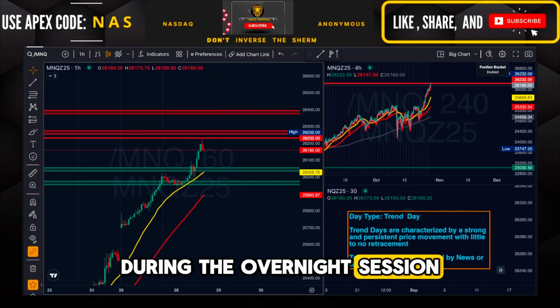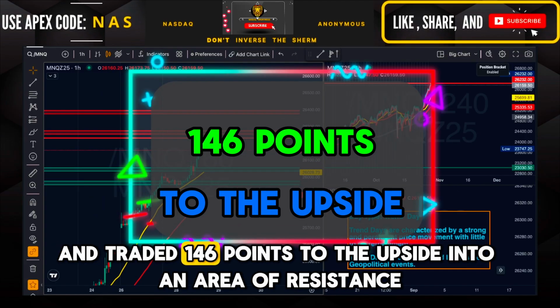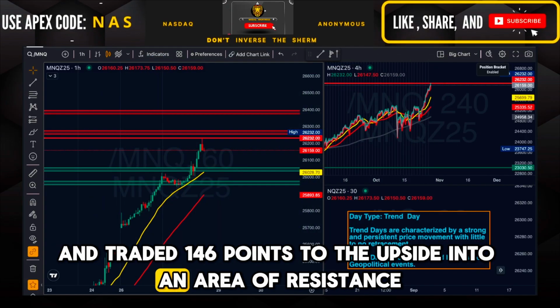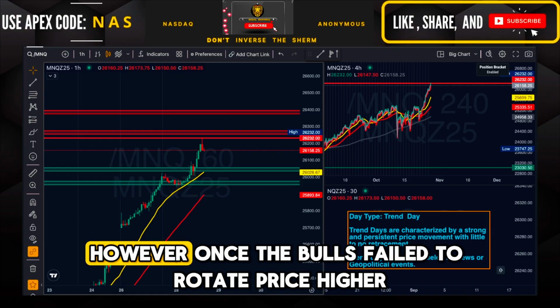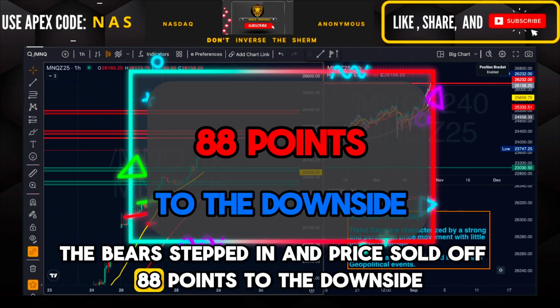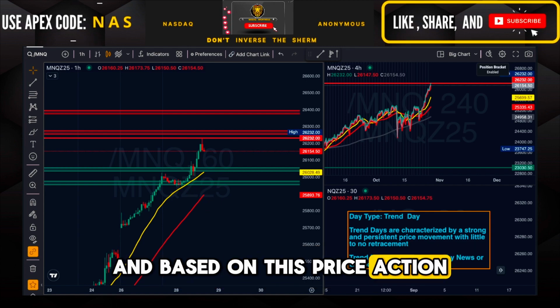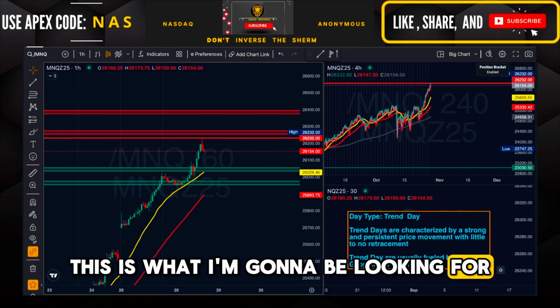During the overnight session, the Nasdaq opened slightly bullish and traded 146 points to the upside into an area of resistance. However, once the bulls failed to rotate price higher, the bears stepped in and price sold off 88 points to the downside, seeing a 317 point bounce going into the close of the session. And based on this price action, this is what I'm going to be looking for.